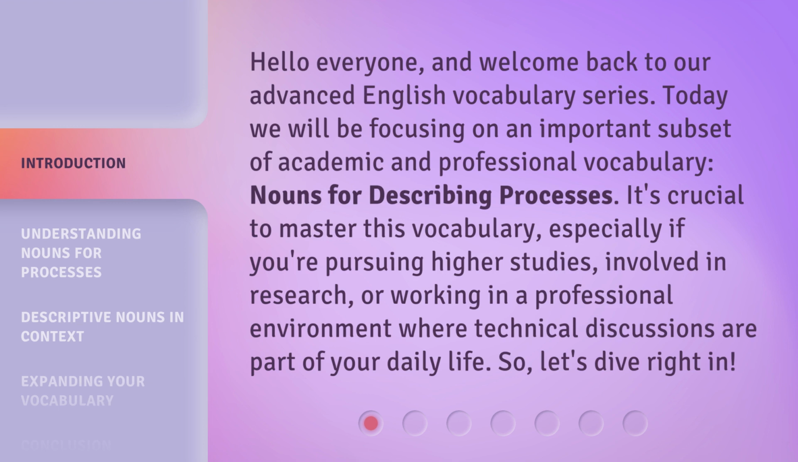Today we will be focusing on an important subset of academic and professional vocabulary, nouns for describing processes. It's crucial to master this vocabulary, especially if you're pursuing higher studies, involved in research, or working in a professional environment where technical discussions are part of your daily life. So, let's dive right in.